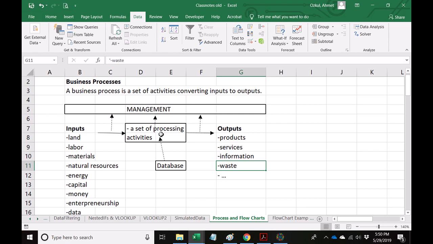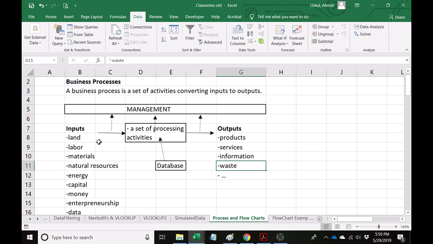So as the process runs and is executed, you collect data. That goes to the management also. All right, here's another data collection point. This data is about inputs.